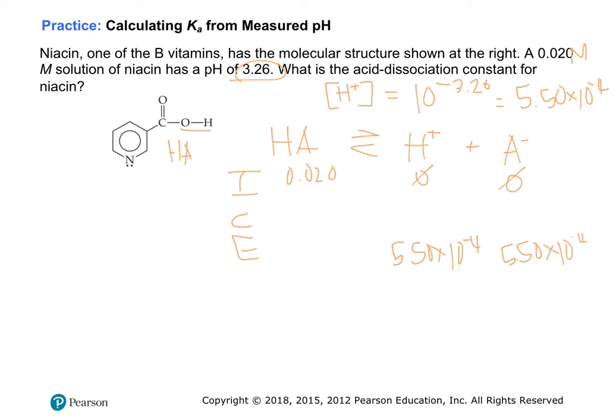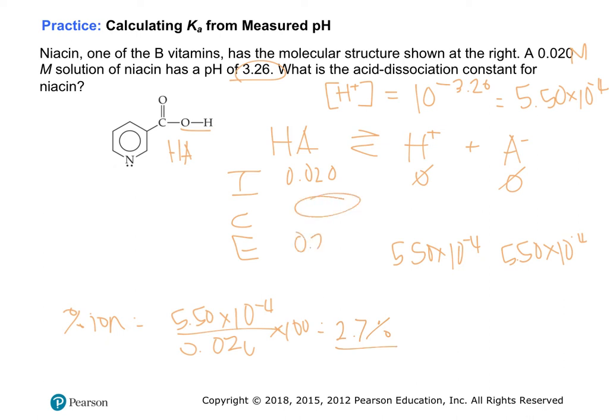We're going to do our percent ionization. So we'll do 5.50 times 10 to the negative 4 divided by 0.02 times 100. And we get 2.7%. So that is small enough that we don't actually need to do any math here, and we can just make the assumption that the equilibrium concentration is the same as our initial concentration.